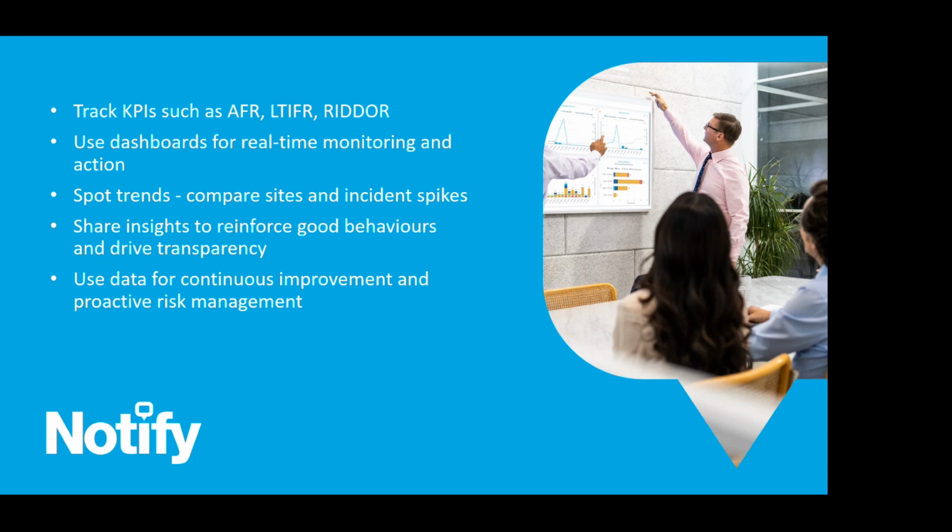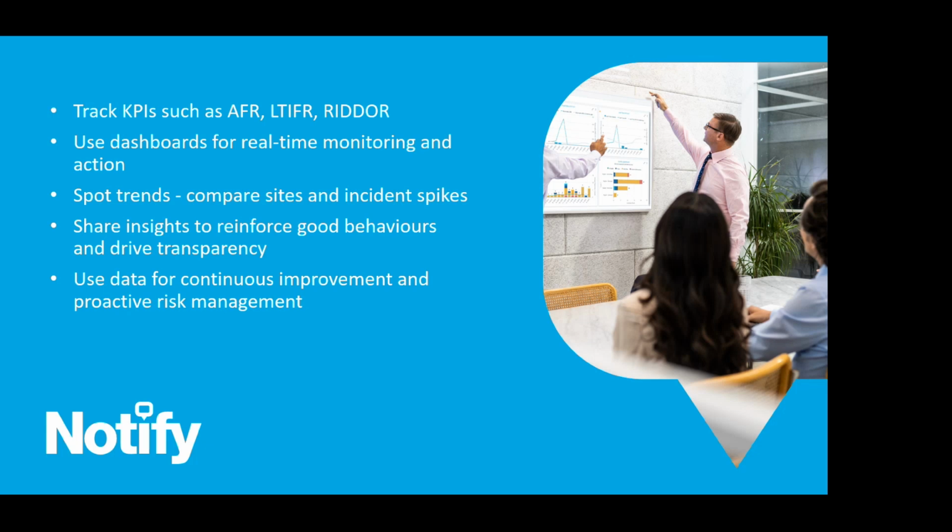A good safety platform will include dashboards that bring these metrics to life. Use them regularly, not just for monthly board reports. Dashboards let you monitor progress in real time and help you drive proactive action. For example, you might track the number of incidents reported by type, such as accidents and injuries. The less of these you see, the better.